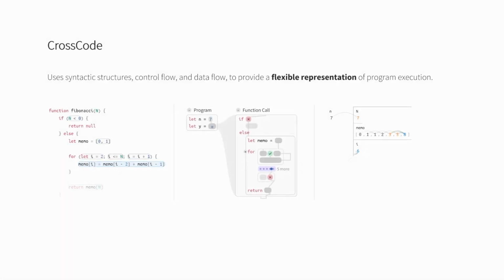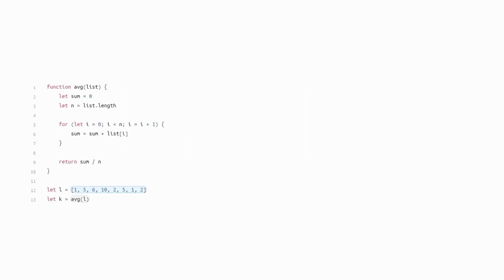To address this question, we designed CrossCode, a visualization system for a subset of JavaScript that takes advantage of the intrinsic features of a program, such as its syntactic structures, control flow, and data flow, to provide a flexible representation of its execution. Instead of navigating line by line, CrossCode groups operations based on the syntax tree. It then renders these changes in data through animations, traces, and color encodings. Let's look at it in action.